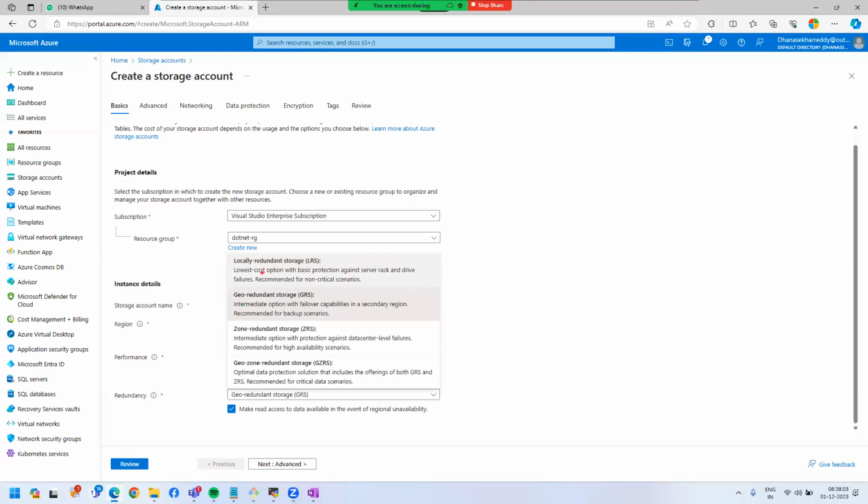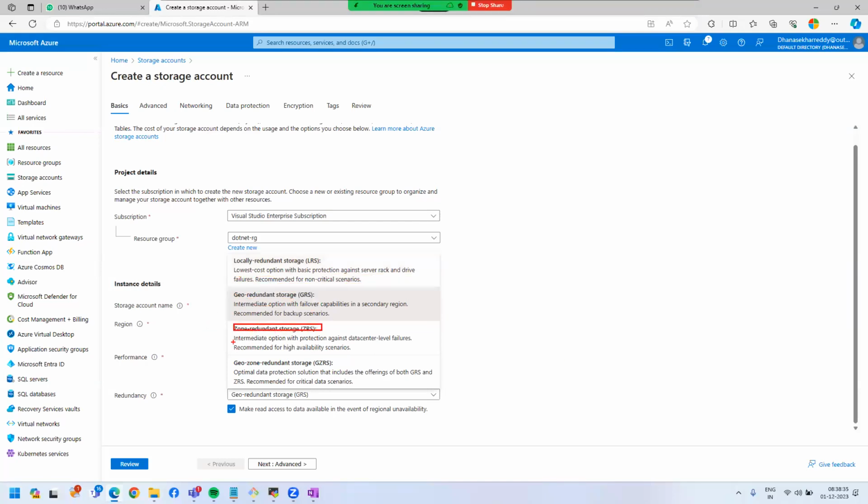Read it out. It is low cost with basic protection against server rack, drive failures, network outage, power outage. Recommended for non-critical scenarios. If your data is not that much accessible, not that much secure required and all, happily you can go for locally redundant storage. Maximum you'll go for local only. Geo, forget about geo. We will see later.